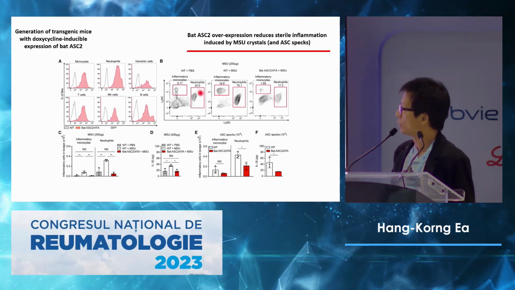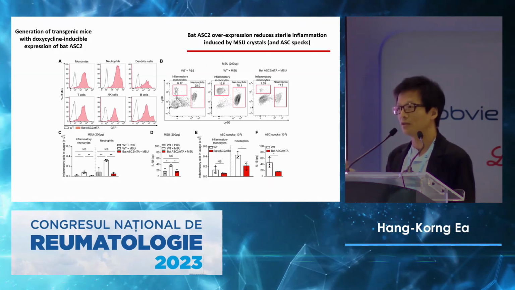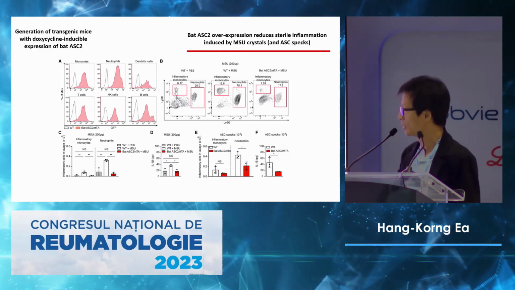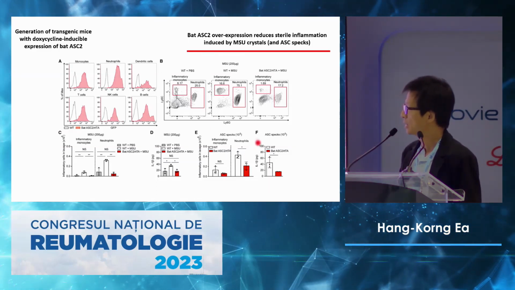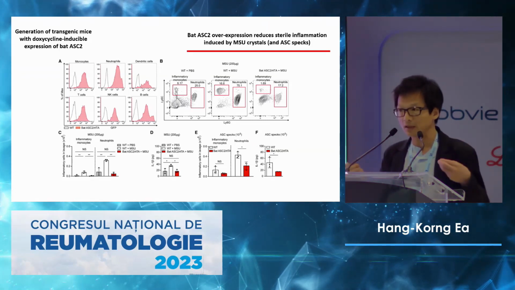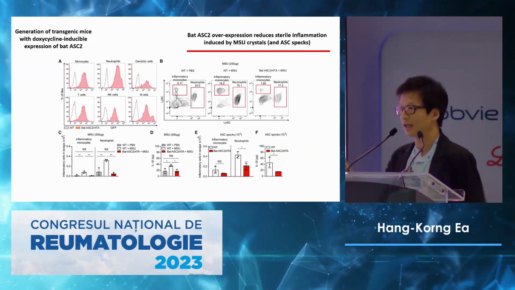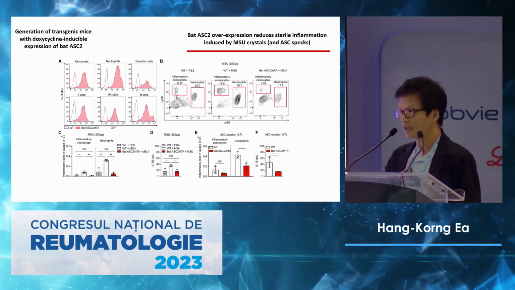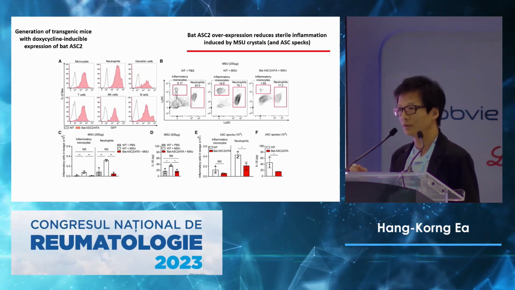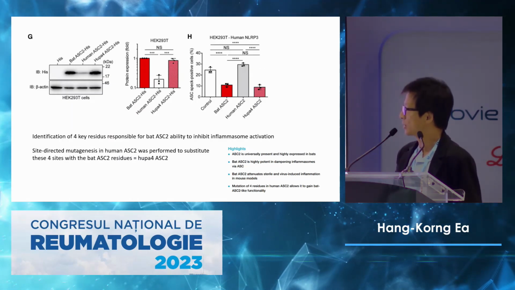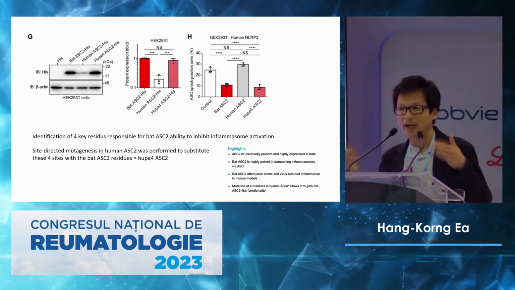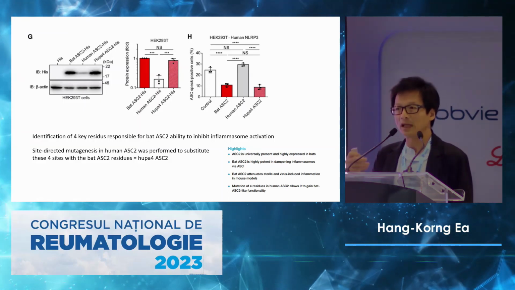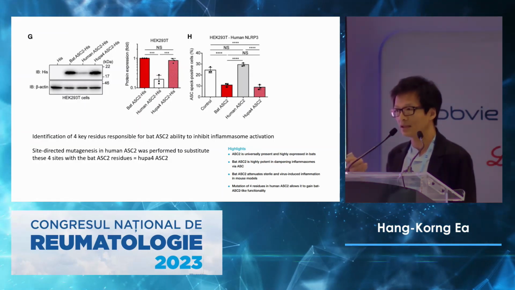And so we demonstrated that overexpression of ASK2 in mice is able to dampen the inflammation induced by crystals, but also inflammation induced by, for example, ASC speck particles. So specks can be excreted by cells. We can isolate the speck formations, and injecting speck into the air pouch is also able to induce the inflammation.